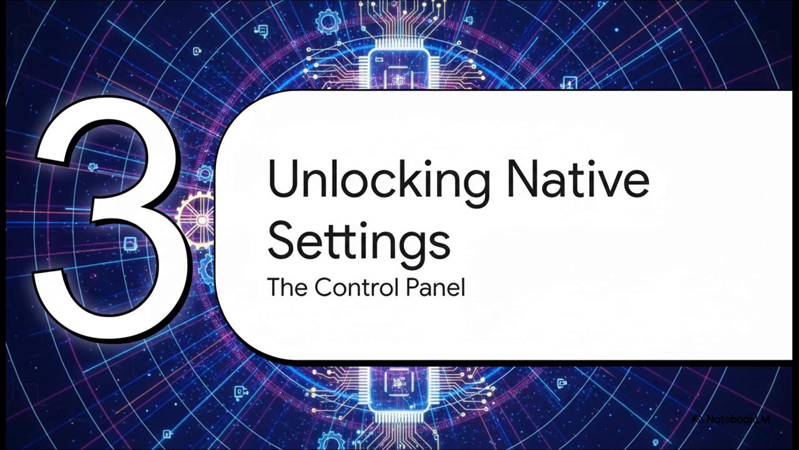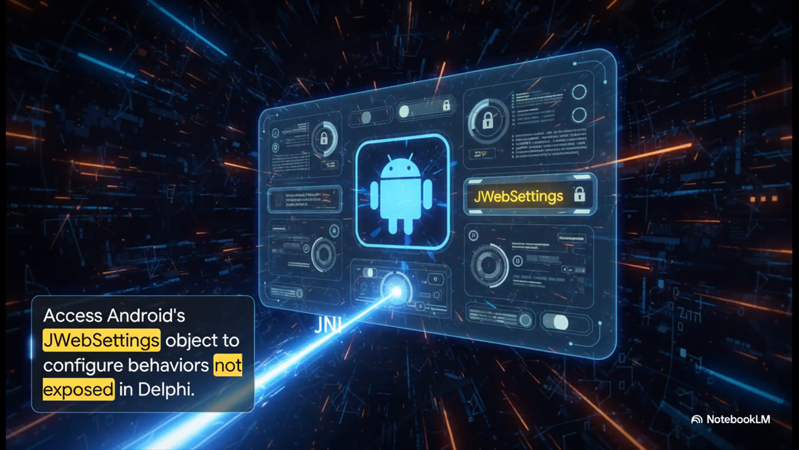So, what's the reward for carefully crossing this bridge? We get the keys to the kingdom. We get direct access to the native engine's control panel, where we can fine-tune its behavior for maximum speed. This is where the magic really happens. Using JNI, we can get our hands on the native JWeb settings object. This lets us mess with things like caching policies and DOM storage, settings that are absolutely critical for performance, but are totally hidden from the standard TWebBrowser properties in the IDE. This is how we start supercharging.